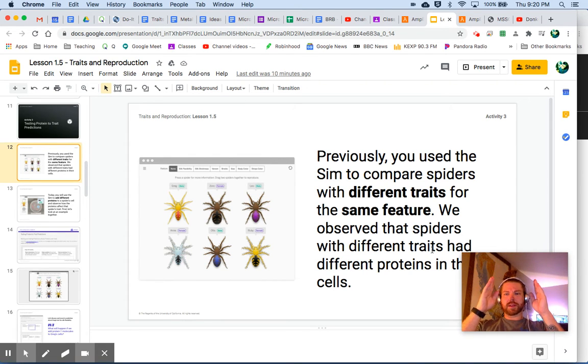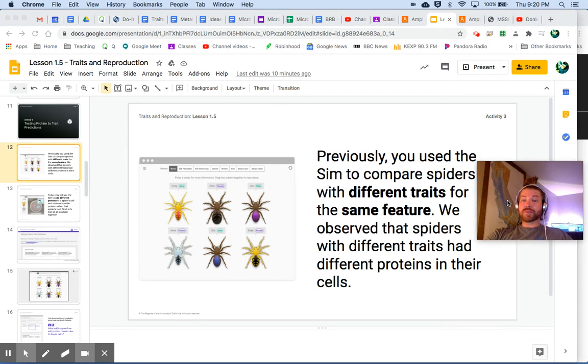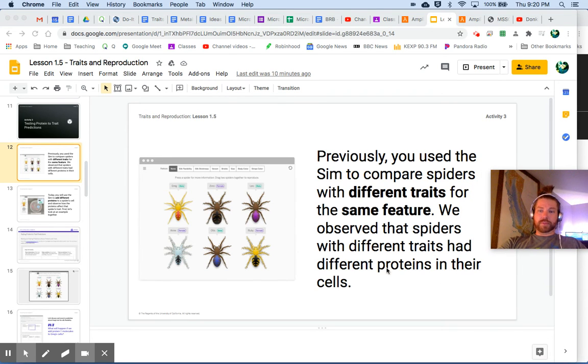Okay. This time, you will use the sim to add different proteins. Did you know you could do that? Did you know you could throw proteins into the cells to see what happens? Add proteins to a spider cell and observe how that protein affects the spider's traits. First, let's look at an example together. Greg. Let's look at Greg together.